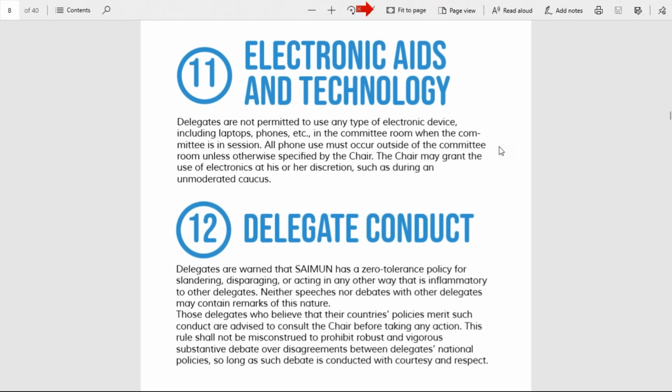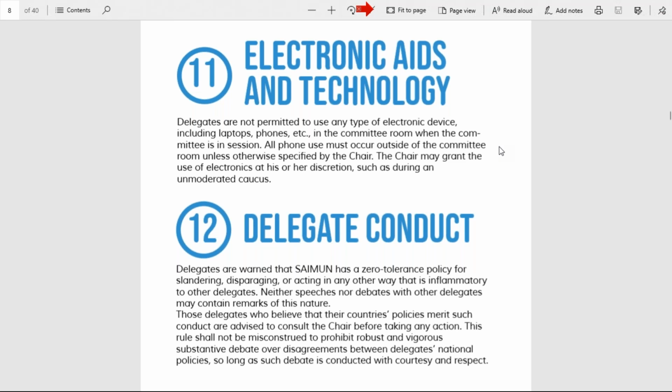That's why we do not allow anyone to use their gadgets, because you tend to be distracted a lot while using them. You can only use them during lunch, when you're going home, or at other times when we're not in committee sessions. They can also be used during an unmoderated caucus, with the authority of your chair, of course.